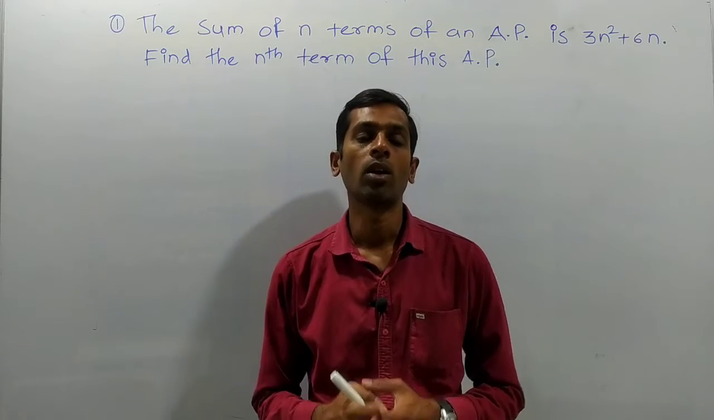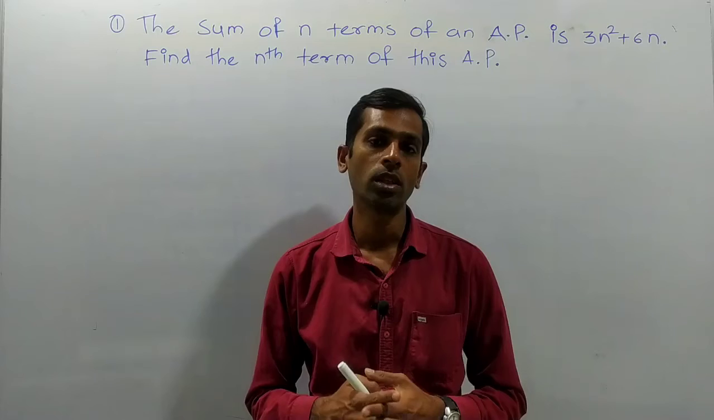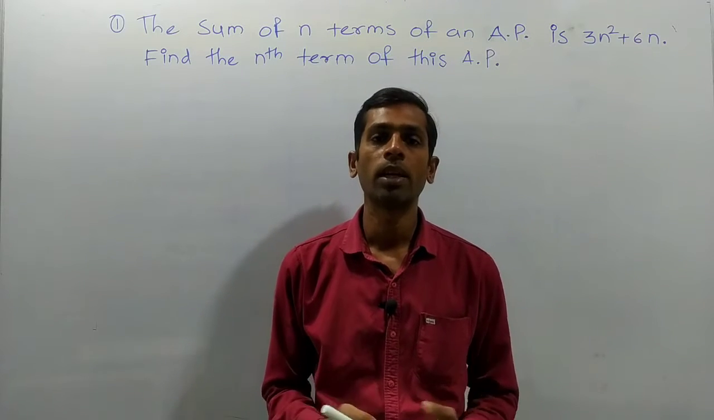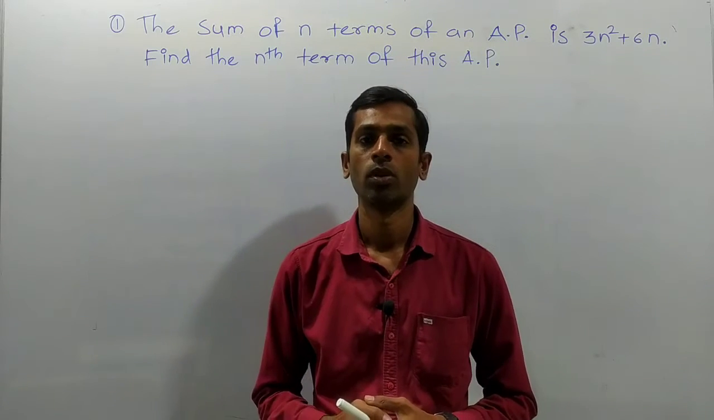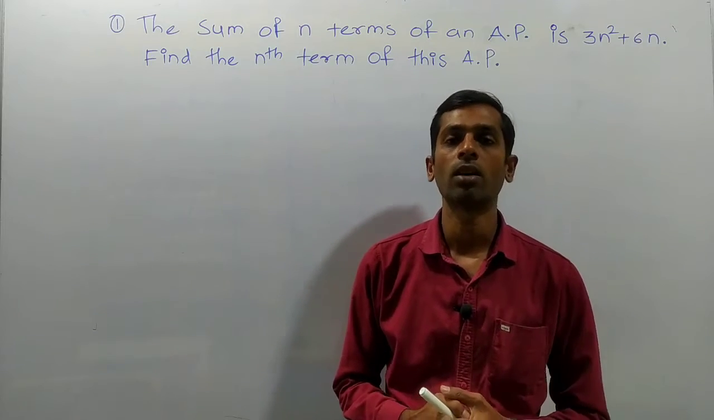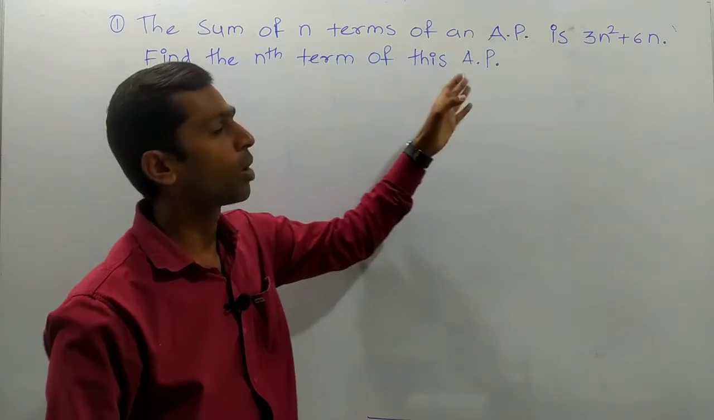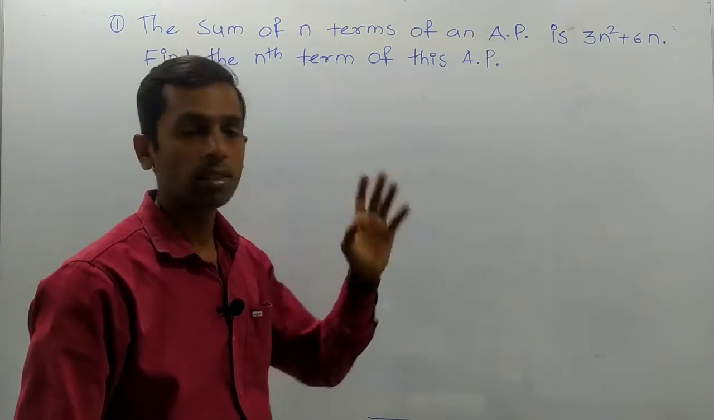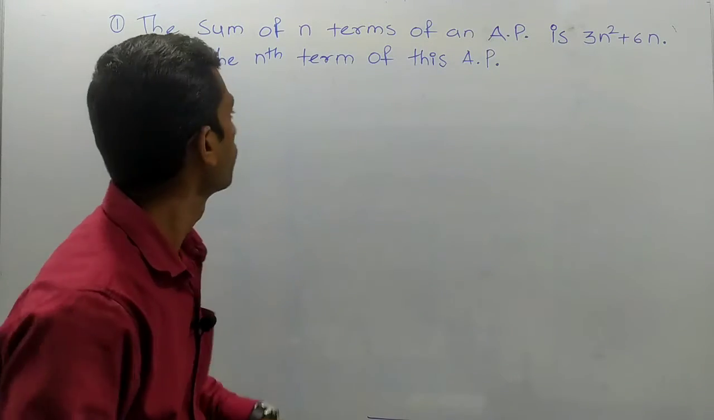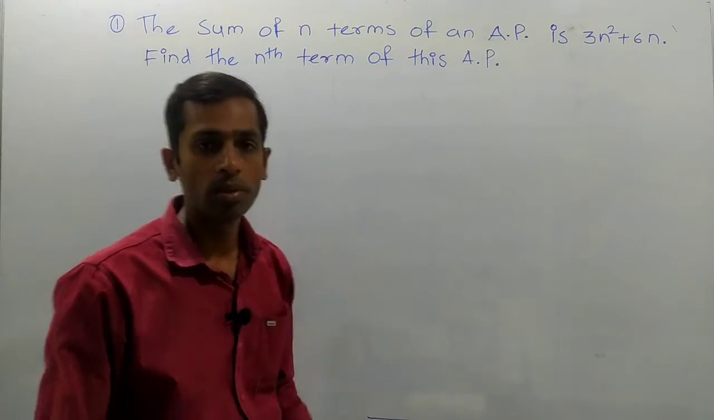Today I have taken one question on arithmetic progression. So I will explain how to solve this. So let's first understand what the question is. The question is: the sum of n terms of an AP is 3n square plus 6n. Find the nth term of this AP.